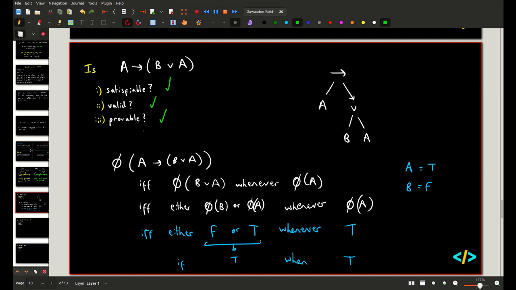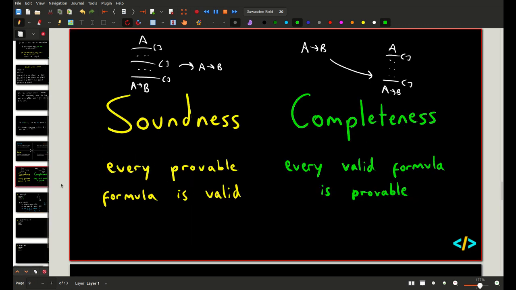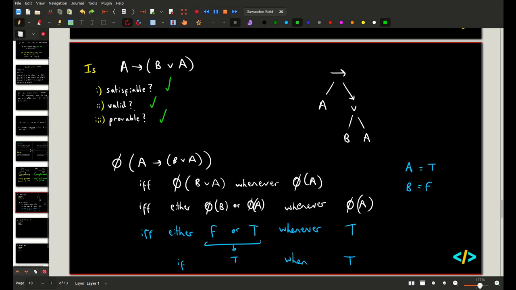If we can gather it's provable, given it's valid, what are we using there? Soundness or completeness? Completeness. Good. Because we know it's valid, we can then assume it's provable. So going this way would be completeness, and going this way would be soundness. Good job.